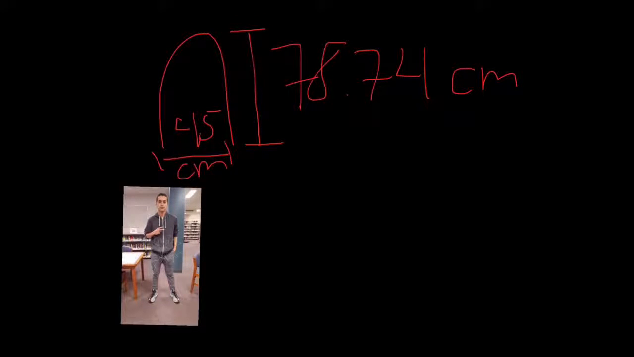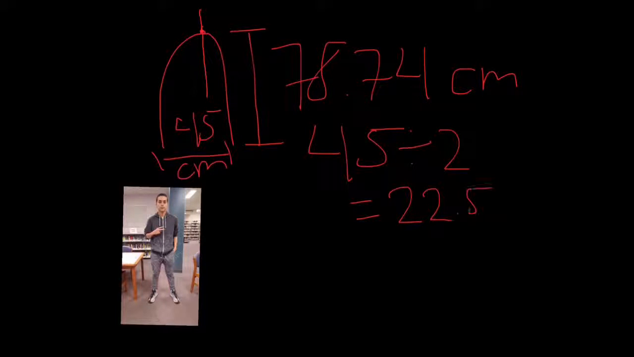Alright, so now we have to find the vertex. What we do is split the parabola in half, and our vertex is right here. So we divide 45 by 2, and we should get 22.5. So our vertex is 22.5 and 78.74.